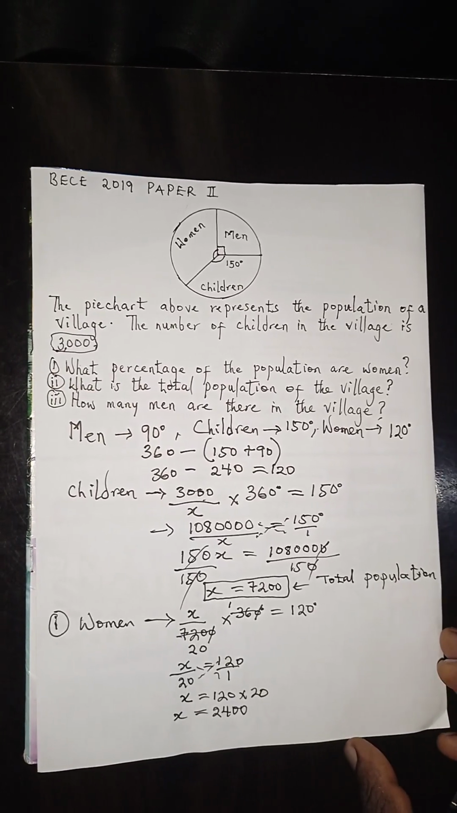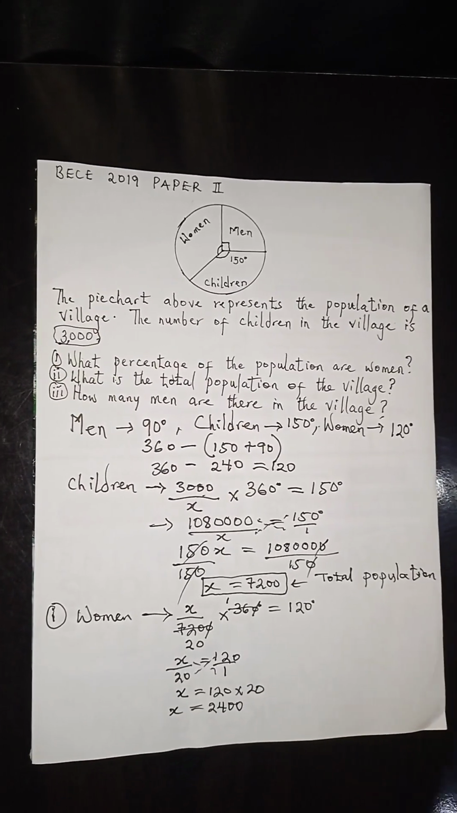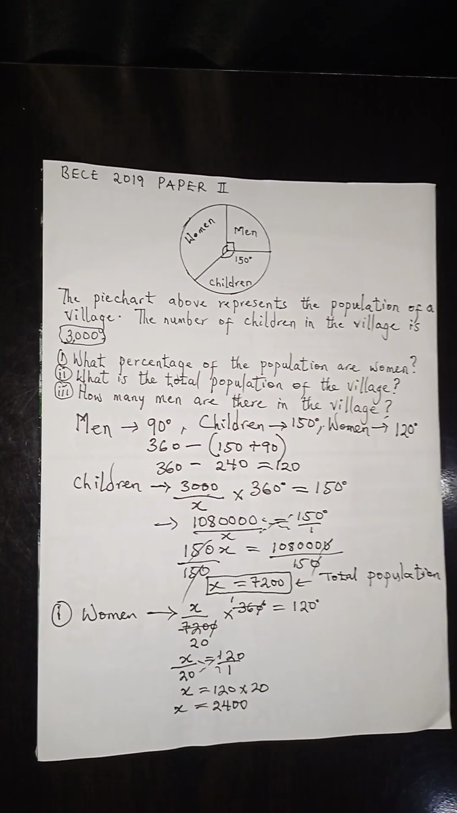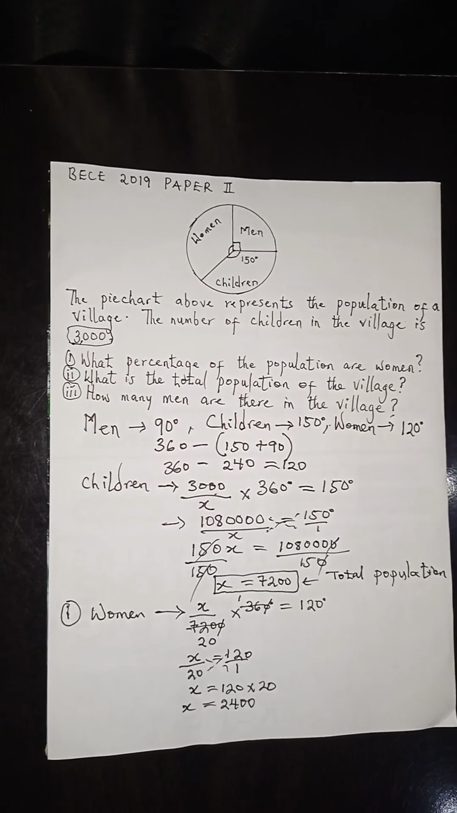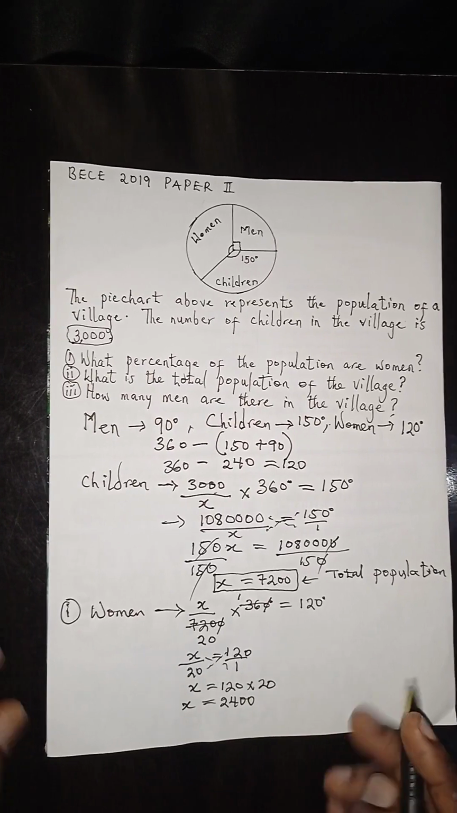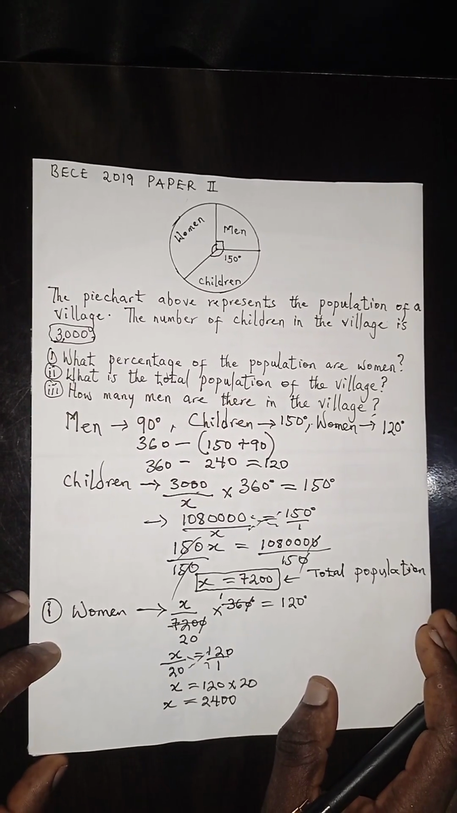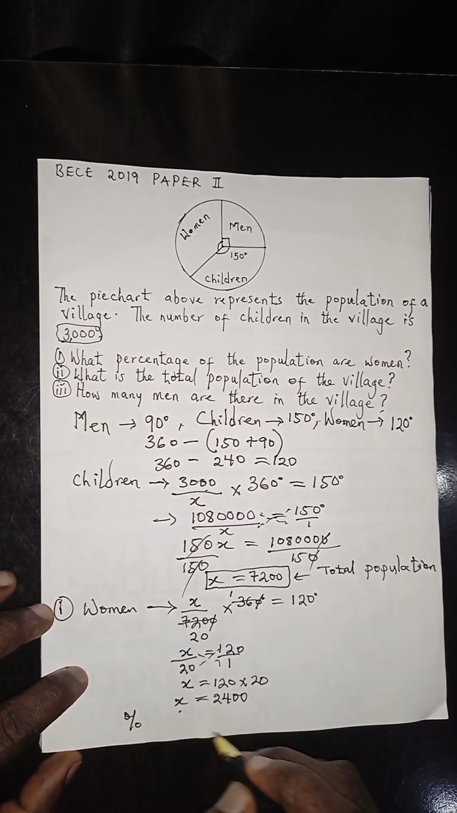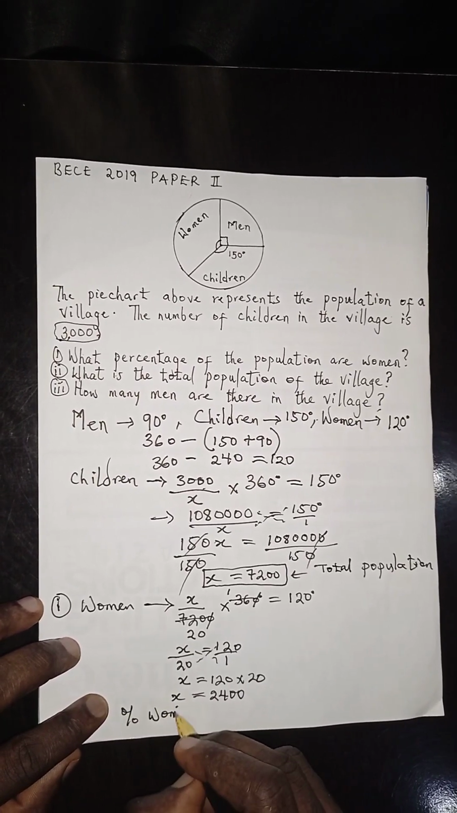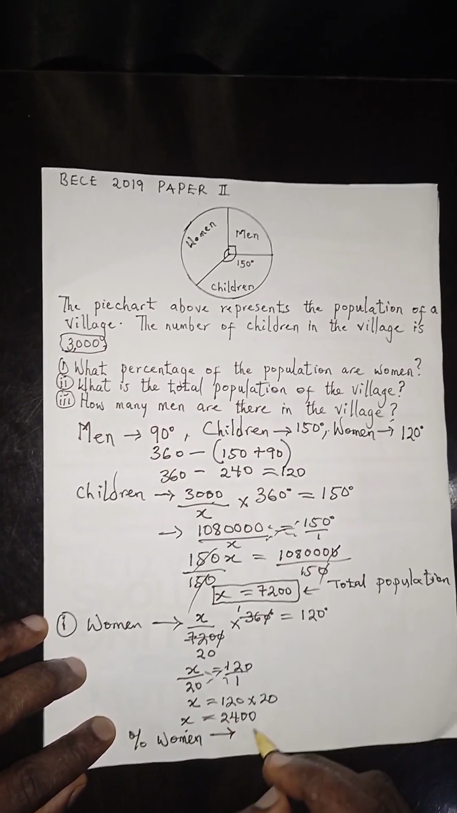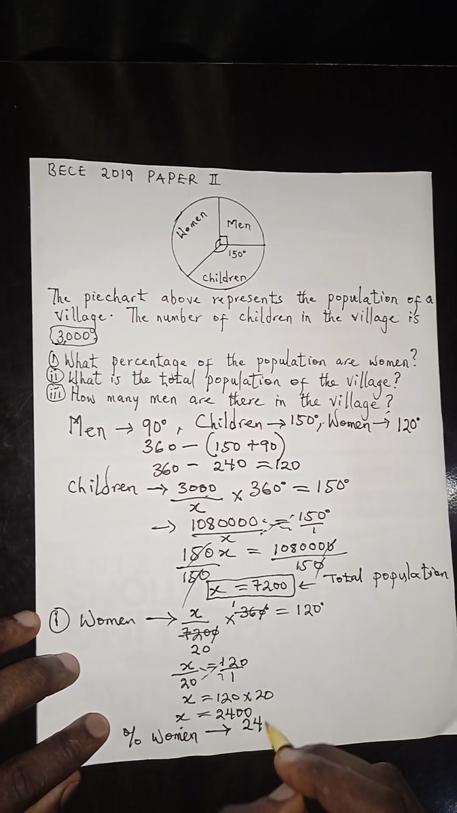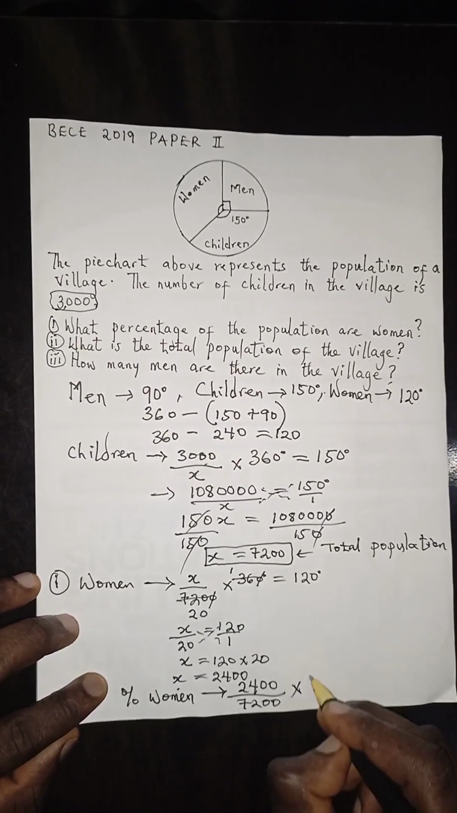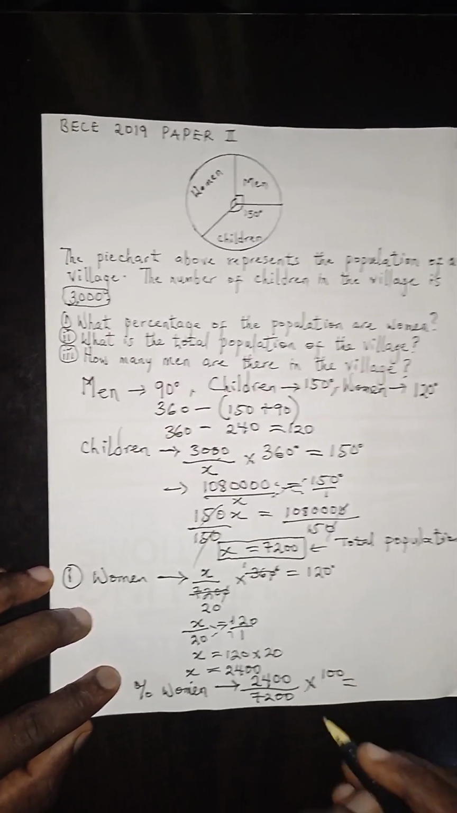So 2,400 here is actually the population of the women, but the question doesn't say we should find the population of the women. Rather, it says we should give what percentage of the population are women. So all we need to do now is simply divide. Percentage population that are women is simply the total number of women over the total population times 100. So that's going to give us the percentage.